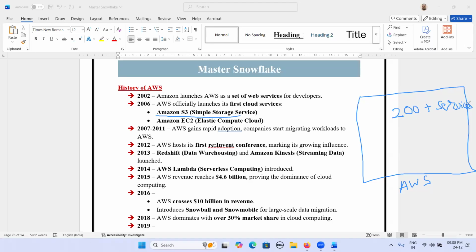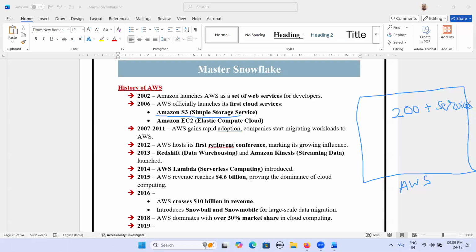So initially, it started in 2002, and then it launched its first cloud service, Amazon S3, and they added EC2 later. So these two services are the first services in AWS cloud. Initially, they started with a storage service, then a virtual machine service called Amazon EC2. And later they added multiple services. Currently they have 200 plus services.